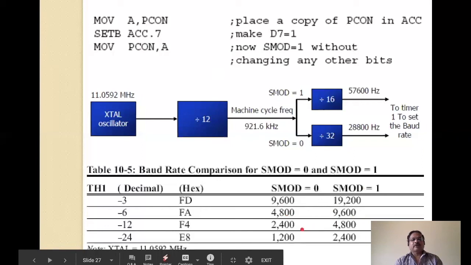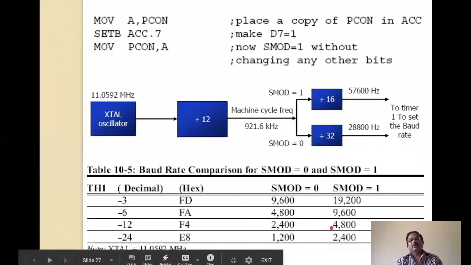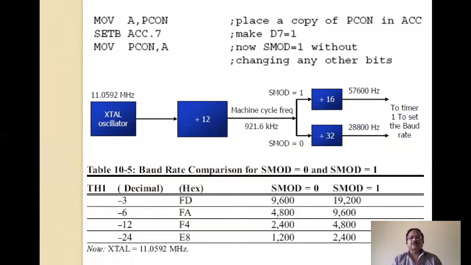With the value -12, 2400 is the baud rate with SMOD equal to 0. With the same value -12, it will be 4800 with SMOD equal to 1. And with the value -24, as compared to 1200 with SMOD equal to 0, you get 2400 as the baud rate with SMOD equal to 1. So that is how you can double the baud rate using the SMOD bit of the PCON register.